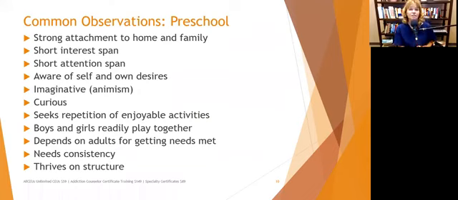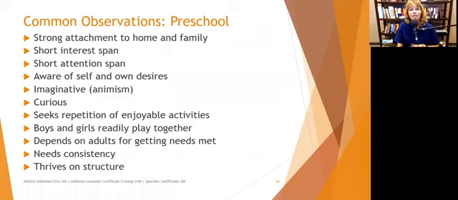They're imaginative, and they often think that things that are inanimate, like stuffed animals, can come to life. And if you think of the Velveteen Rabbit, I love that story. But a lot of children have difficulty understanding that toys can't come to life at this age. They're curious. They want repetition of enjoyable activities. At this age, boys and girls readily play together. You don't have this divide nearly as much until you get into later years.